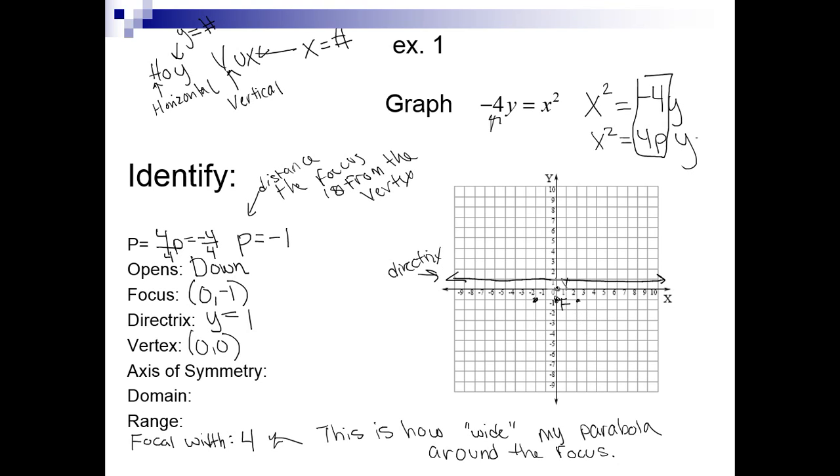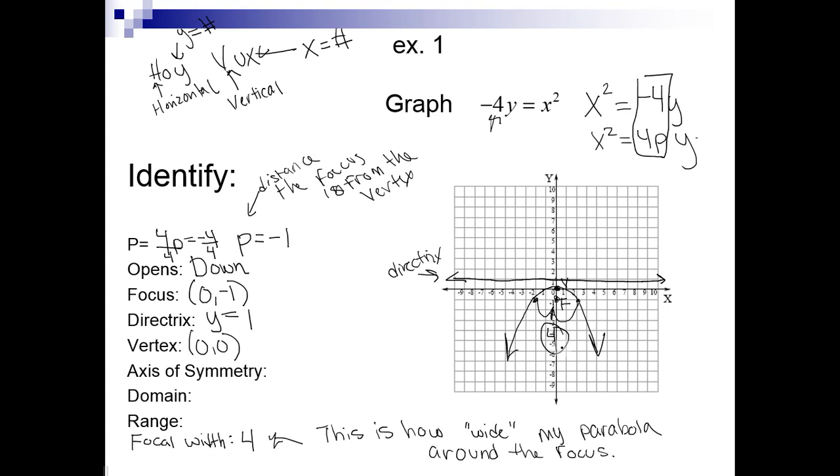So now, with this, I can draw my parabola using that focal width. So if you look here, my focal width is 4 across. So from here to here, you should have a unit of 4.